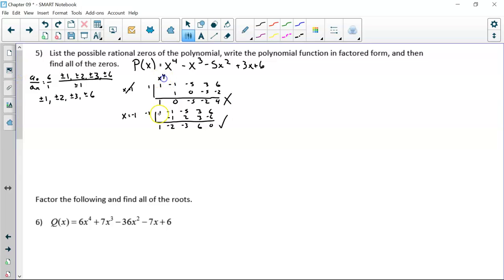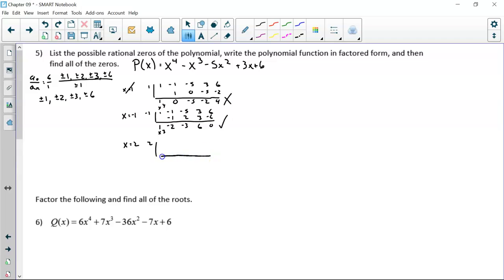This was x to the fourth. So this is x cubed. Oops, sorry. This was x to the fourth. So this is my x cubed. I want to get down to an x squared. So I'm going to try x equals 2. So 2 goes on the outside.